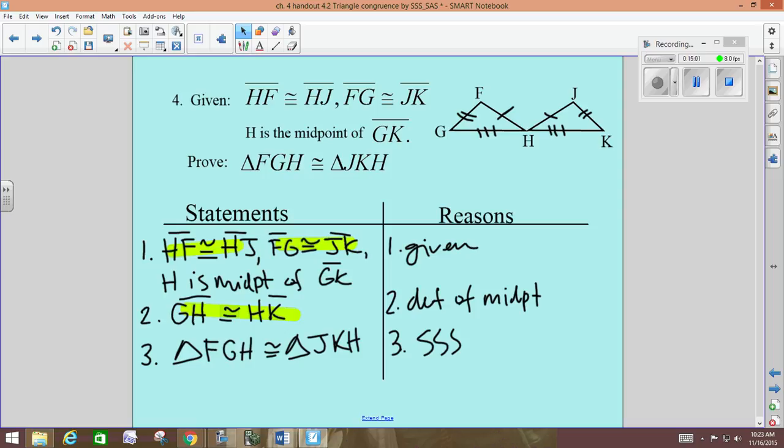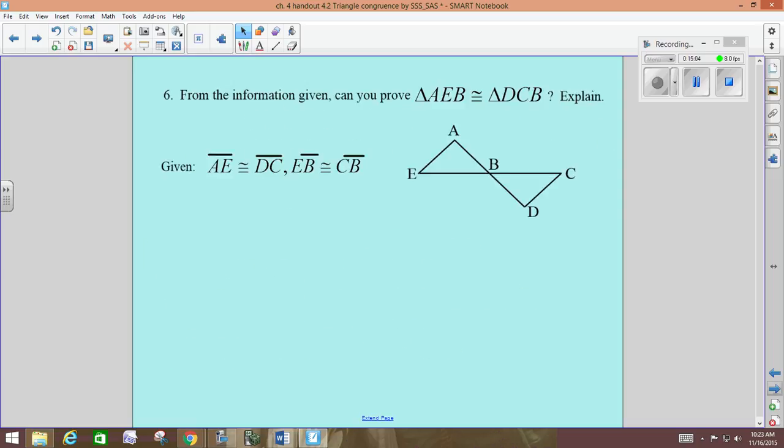We're going to skip number 5 and go to 6. From the given information, can you prove that triangle AEB is congruent to triangle DCB? And then it says to explain. So given, it's written there in handwriting for you. AE is congruent to DC, and EB is congruent to CB. Do we know anything else in our picture? Angle CBD? Angle CBD is congruent to angle ABE.